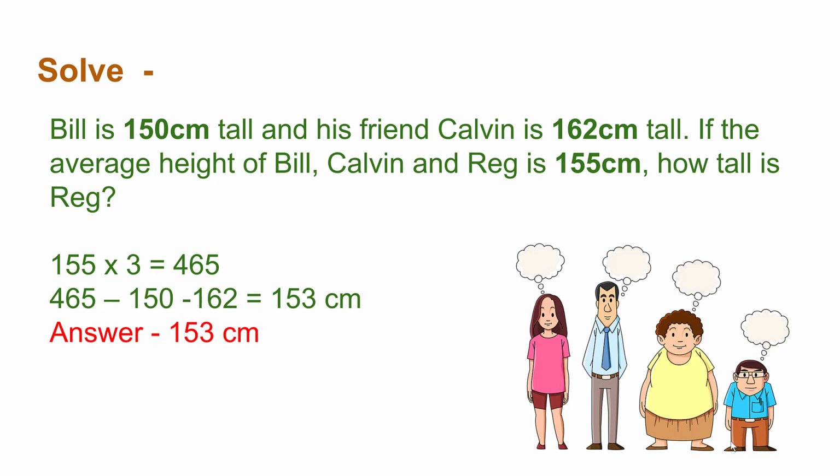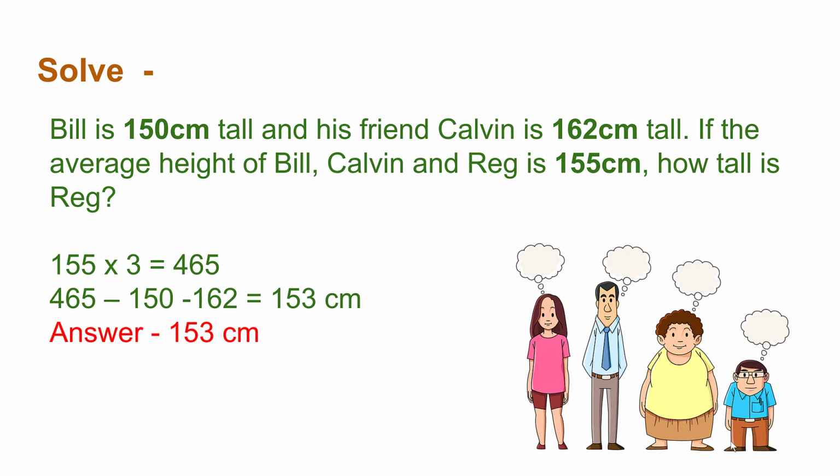Solve. Now we're getting into some problem solving. Bill is 150 centimeters tall and his friend Calvin is 162 centimeters tall. If the average height of Bill, Calvin, and Reg is 155, how tall is Reg? We have to work backwards. They're giving us the mean. We need to find the total, and then we have to subtract.